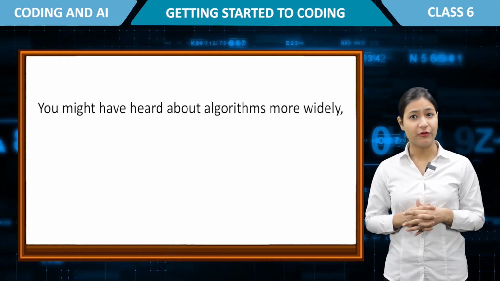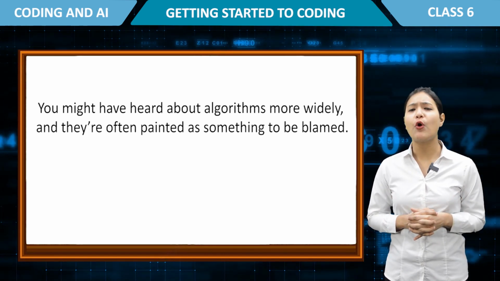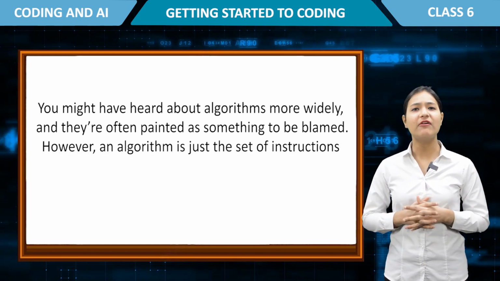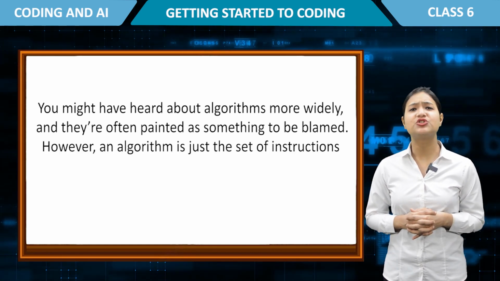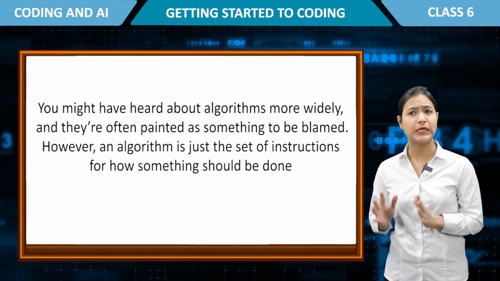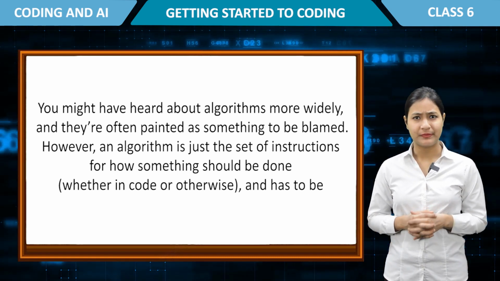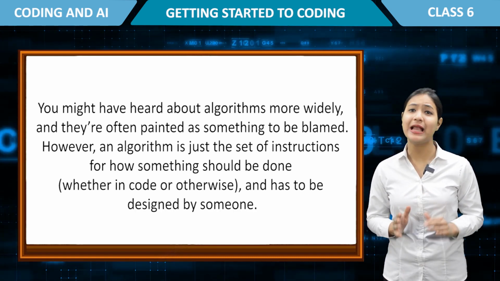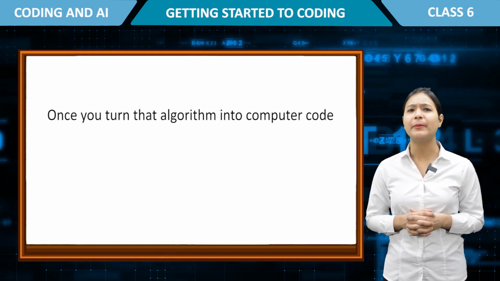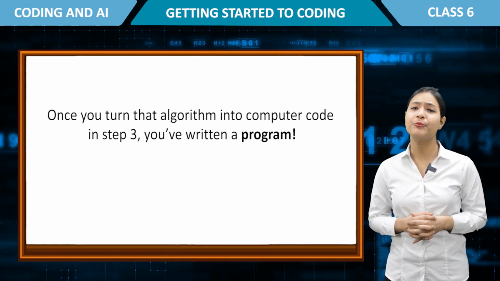You might have heard about algorithms more widely, and they are often painted as something to be blamed. However, an algorithm is just the set of instructions for how something should be done, whether in code or otherwise, and has to be designed by someone. Once you turn that algorithm into computer code in step 3, you have written a program.